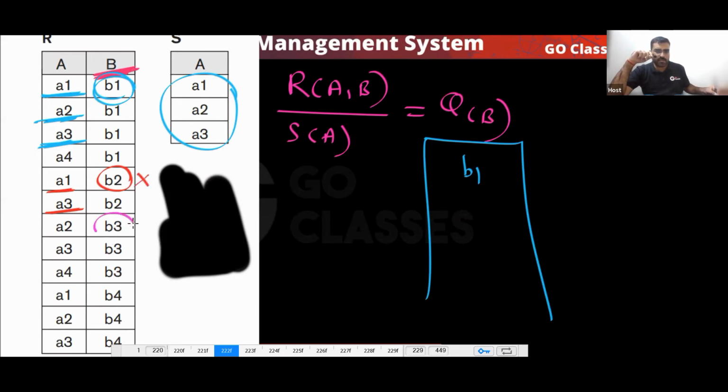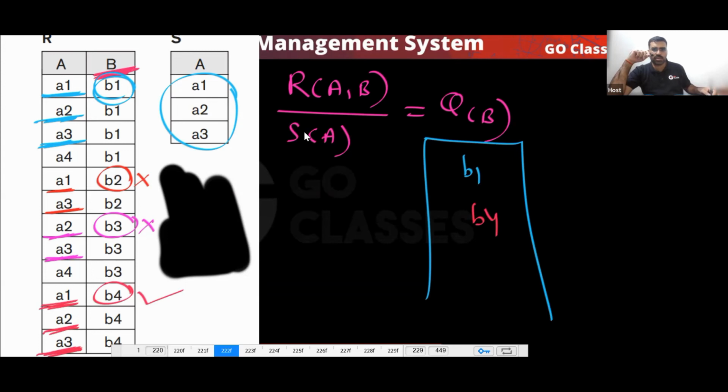Next B3. What about B3? B3 with A2 is there. B3 with A3 is there. So definitely this also will not be in the answer. What about B4? B4 with A1, B4 with A2, B4 with A3. So yes, it will be in the answer. So the answer will be B1, B4.